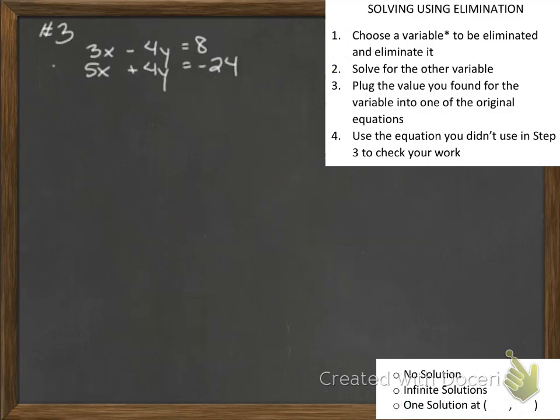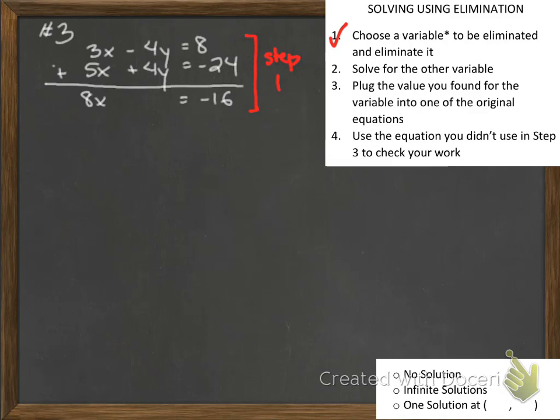All right, let's do another example. This problem says 3x minus 4y equals 8 and 5x plus 4y equals negative 24. So our first step is to choose a variable to be eliminated and eliminate it. Notice that our variable terms that contain y already have the same coefficient and opposite signs. That means that simply by adding these two equations together, I can eliminate one of my variables. So 3x plus 5x is 8x, negative 4y plus 4y is 0y, or just 0, and 8 plus negative 24 is negative 16. So therefore, I have successfully accomplished step 1 of this process.